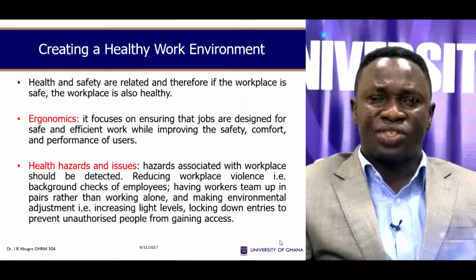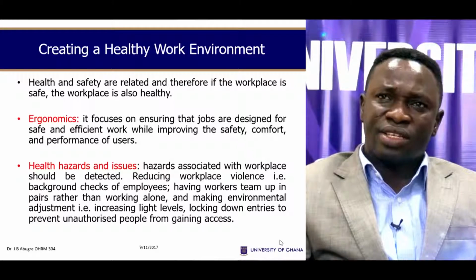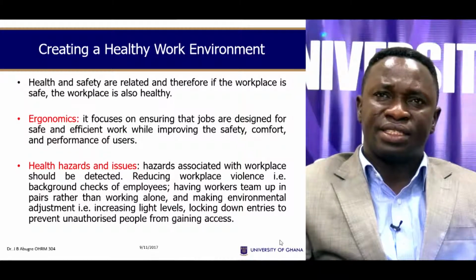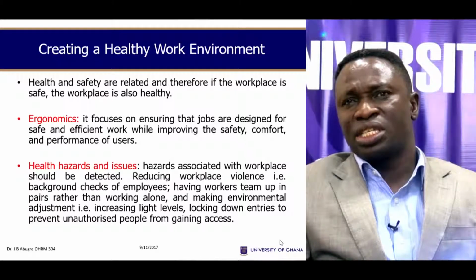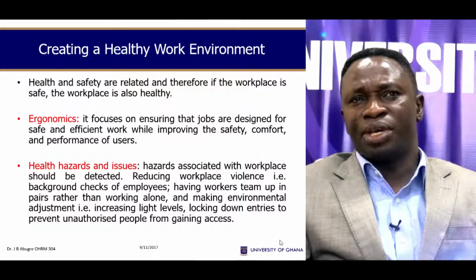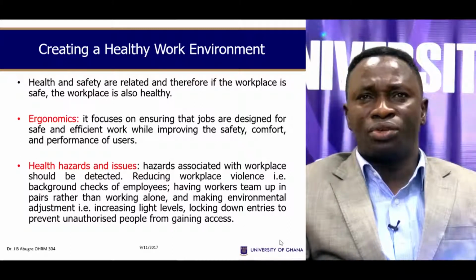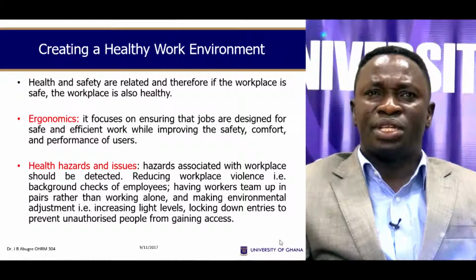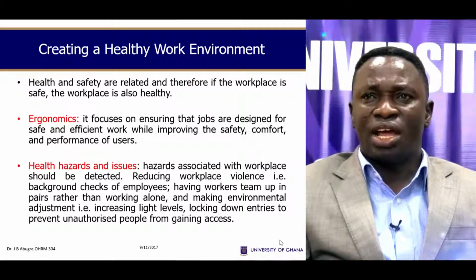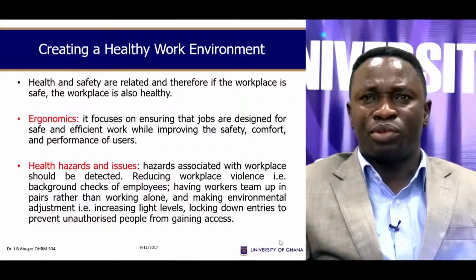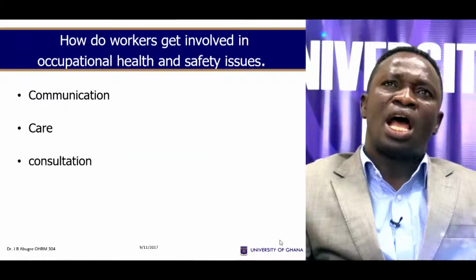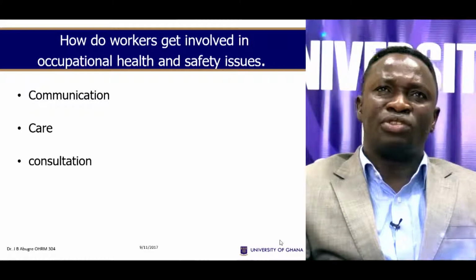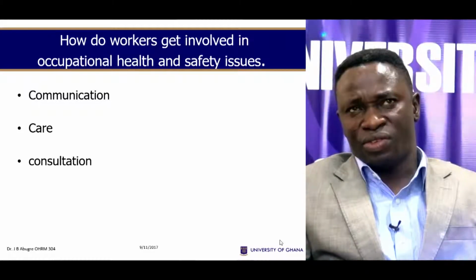Health hazards and issues. Hazards associated with the workplace should be detected. Reducing workplace violence involves background checks of employees, having workers team up in pairs rather than working alone, and making environmental adjustments, that is, increasing light levels, locking down entries to prevent unauthorized people from gaining access to the buildings, and so on. How do workers get involved in occupational health and safety issues?